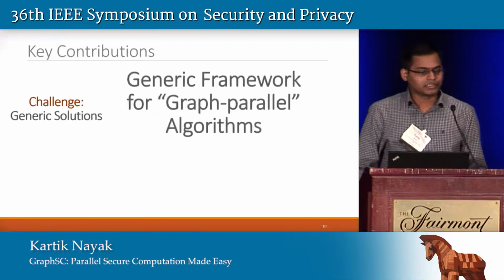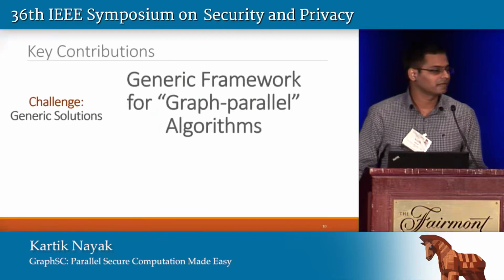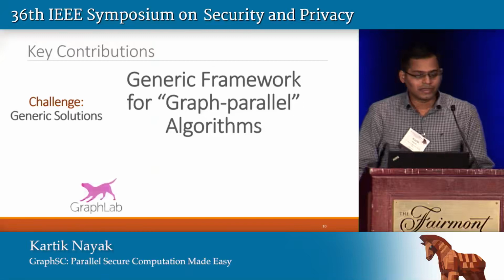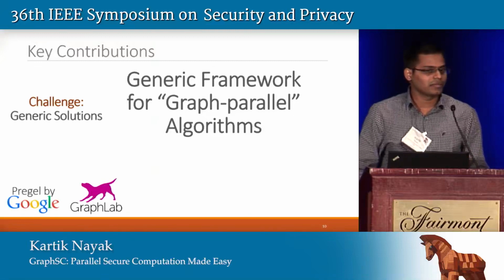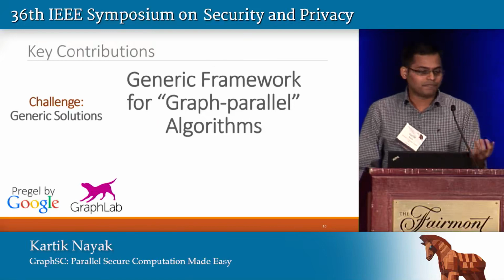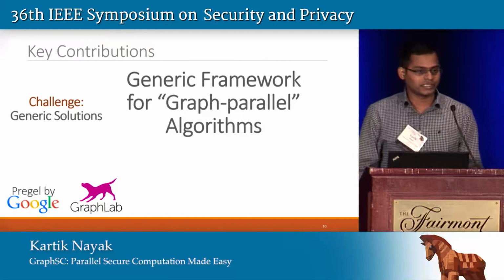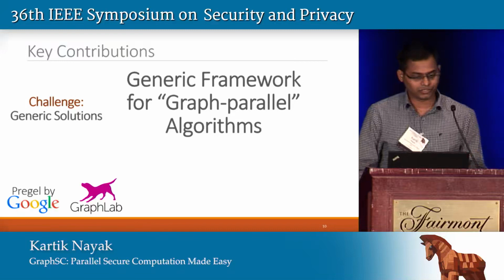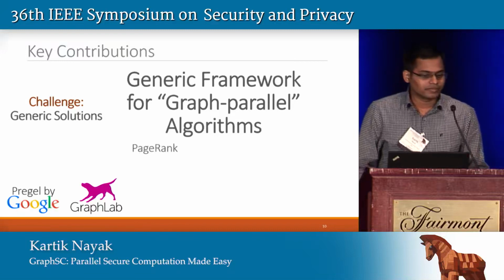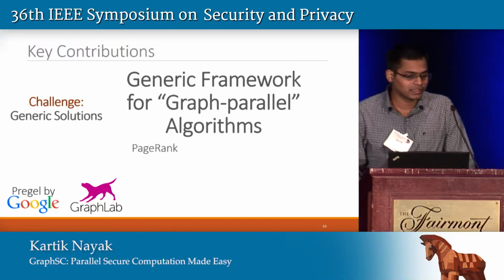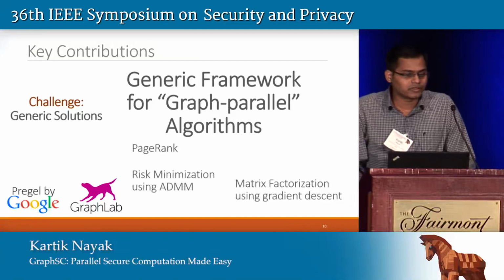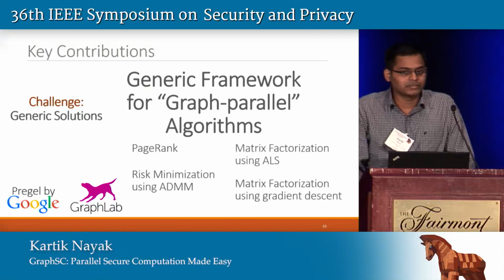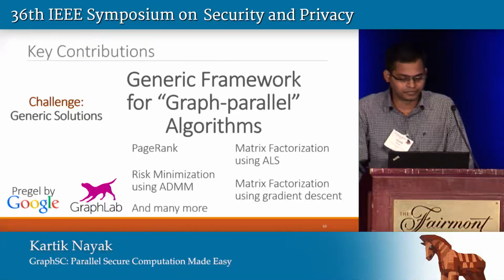First, in order to offer a generic solution, we have a generic framework for graph parallel algorithms. And these are the same set of algorithms that are handled by GraphLab and Pregel, whereas these frameworks deal with these graphs in clear text, GraphSC deals with them in the secure version. Some of the examples in this class include PageRank, matrix factorization using gradient descent, algorithms based on the alternating direction method of multipliers, matrix factorization using ALS, and there exist many more.